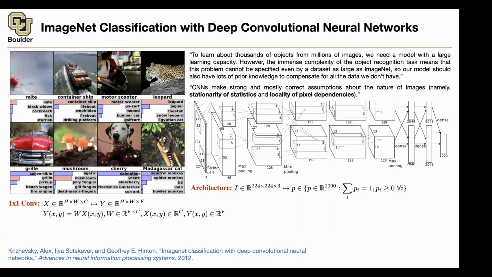I think it's easier if you start with one-by-one convolutions to help you understand what is actually a convolution. The input to a one-by-one convolution is X. The output is Y. X is going to be H by W by C. That is the height, that's the width, that's the number of channels. For instance, here it's 224 by 224 by 3. The output is going to be 224 by 224 by, I don't know, 48.